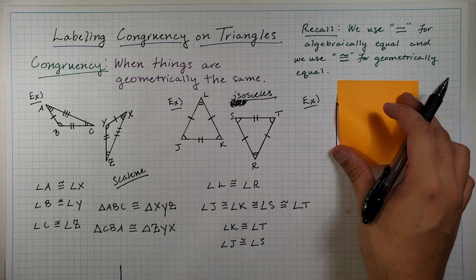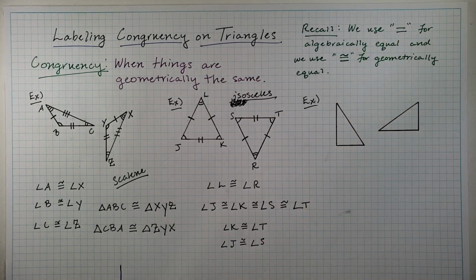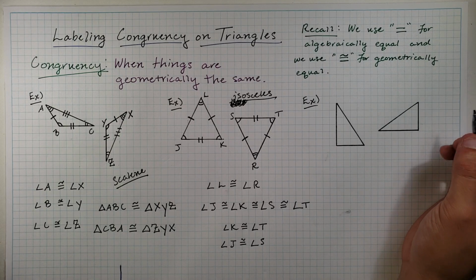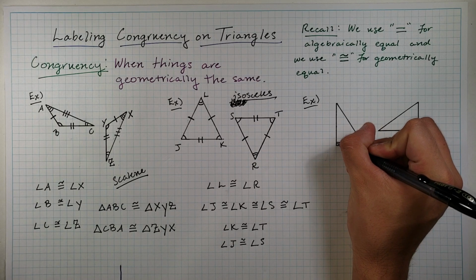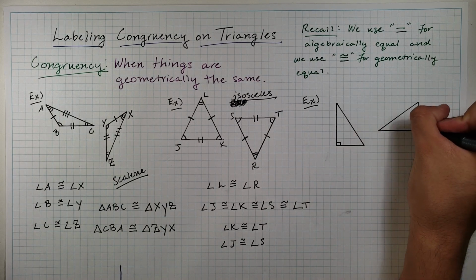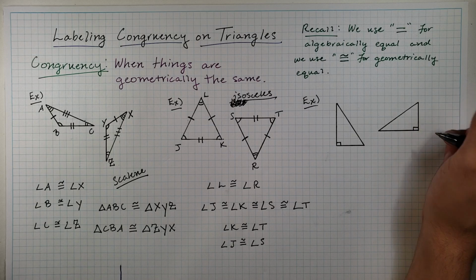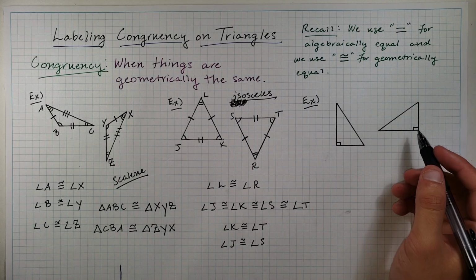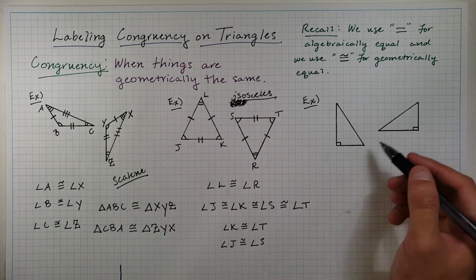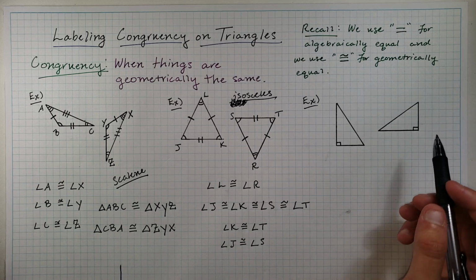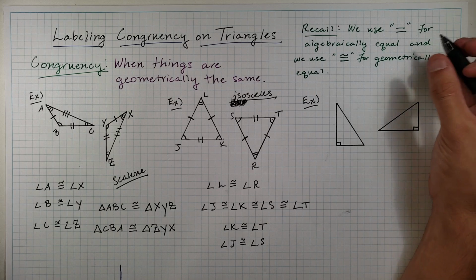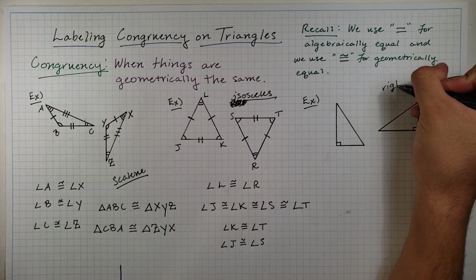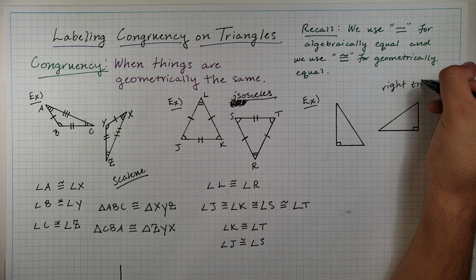All right, so now let's look at this example. In this example, if you look a little closely, you can already see a right angle here. Normally you're given the fact that it's a right triangle. Remember, when there's a right angle in a triangle, we call it a right triangle.